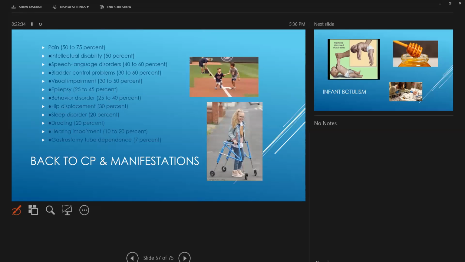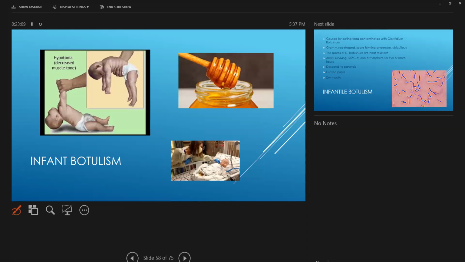So back to CP, there's going to be pain associated with it, especially because they've got this tonicity in their legs and these spastic type of manifestations. They can have intellectual disability, speech and language disorders, bladder problems, visual problems, epilepsy, behavior disorder, hip displacement, sleep disorders, drooling, hearing impairment, gastrostomy tube dependence. So just a lot of problems, you know, that those muscles are not functioning properly.